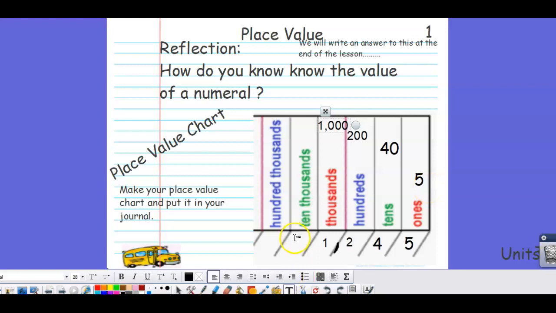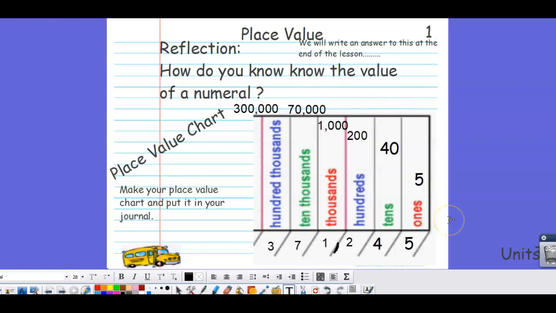As we move on, we'll go to the 10,000 spot. Let's make this a 7. So this is actually 7 groups of 10,000, and 7 groups of 10,000 would equal 70,000. Then we go to the last one, which would be the hundred thousands, and let's make this a 3. Now we have 3 groups of 100,000, or 300,000.